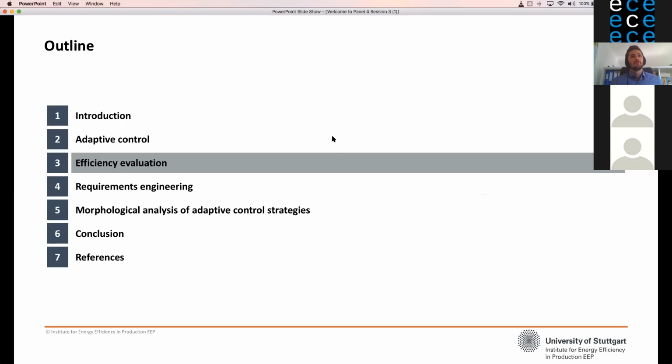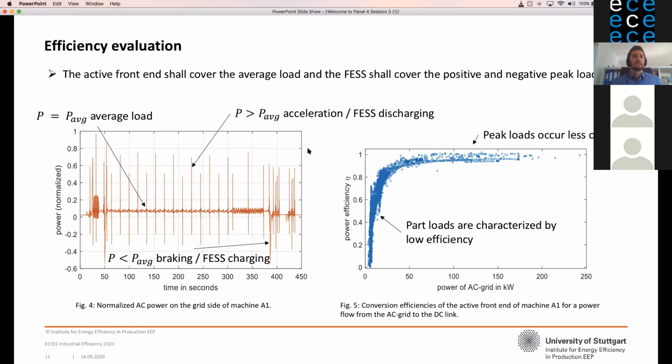So now I'm going to talk about efficiency evaluations, which we have received doing measurements at certain machines. It could take a while because of data. Right. So, as I said before, there is a system consisting of an active front-end inverter supplying the grid and an energy storage system.